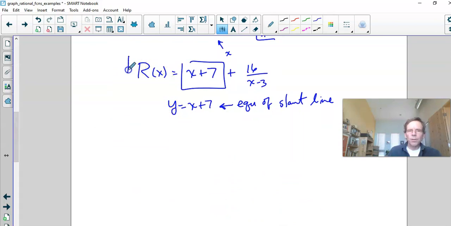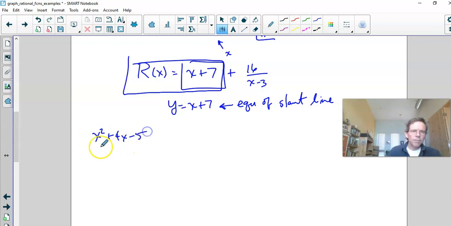That's where this actually is equal, where r of x equals x plus 7. So let's see if that happens. We set r of x, which is x squared plus 4x minus 5 over x minus 3, equal to x plus 7. Well, to solve this, we would multiply both sides by x minus 3.